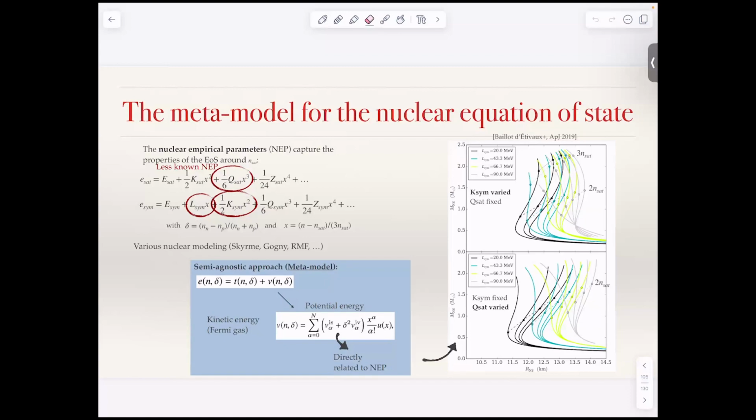You should interpret them as giving you information about dense matter. But you cannot determine everything from the knowledge of the derivatives around saturation density. This means that you expand this as parameters.